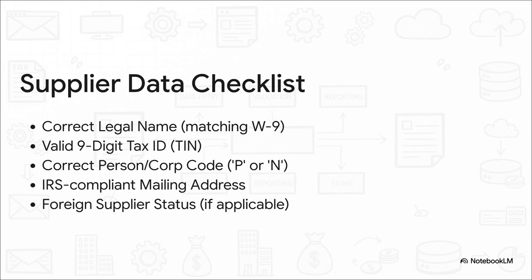This little checklist is basically the key to a successful filing. Before you even think about running a single program, you have got to go into your address book and check this stuff. Is the legal name a perfect match for the W-9? Is that tax ID valid? Is the person/corporation code set right? These details are totally non-negotiable.